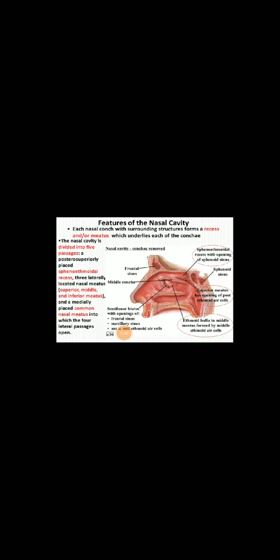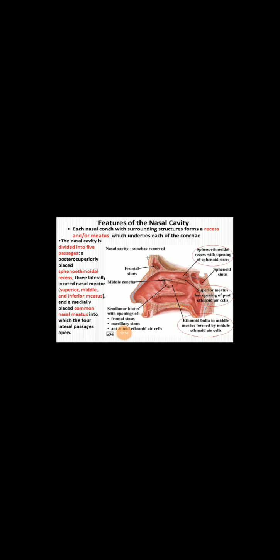As you can see in the diagram, the frontal sinus opens into the ethmoidal bulla in the middle meatus, which is formed by the middle ethmoidal air cells. The maxillary sinus opens into the semilunar hiatus. The semilunar hiatus is named for its moon-like shape, and it receives the openings of the frontal sinuses, maxillary sinuses, and the anterior and middle ethmoid air cells.